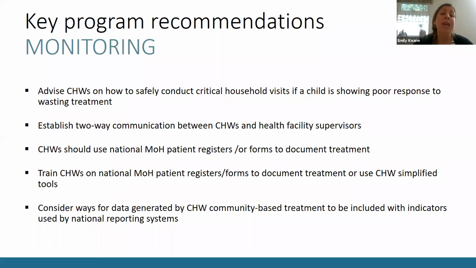And then lastly, to think about how this information about community health worker treatment can feed up into national reporting systems. So in the case where there isn't an existing reporting system for community health workers, identifying what the key indicators of performance will be for the community health worker part of the treatment programme, and then identifying mechanisms to feed that data into the national reporting systems.